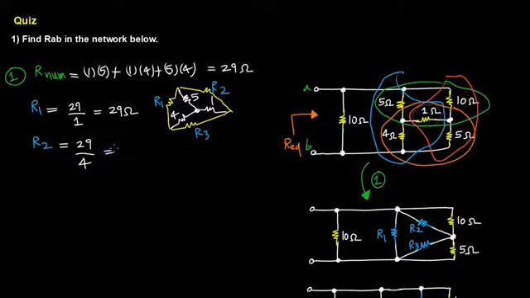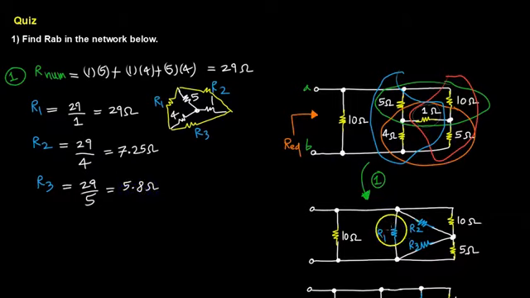That gives me roughly 7.25 ohms. And lastly, I'm going to look at R3, which is opposite to the 5 ohms. So I'm going to say 29 divided by 5, and that is 5.8 ohms.